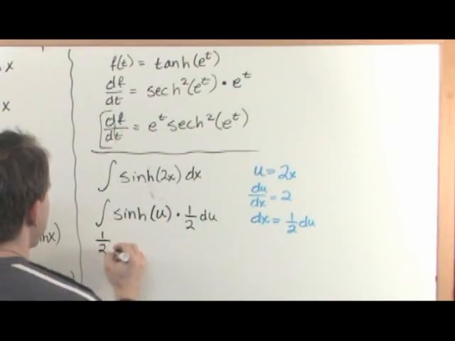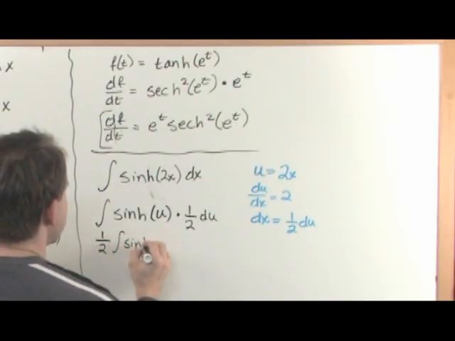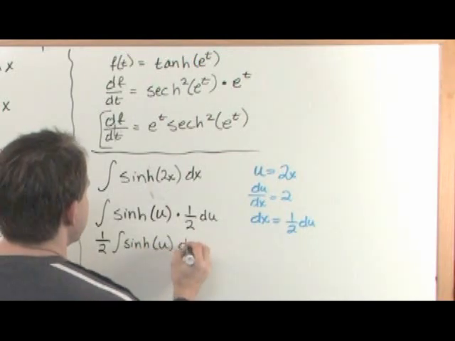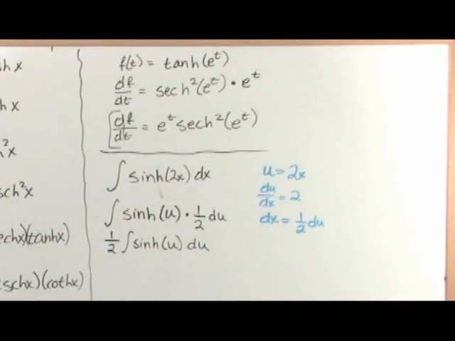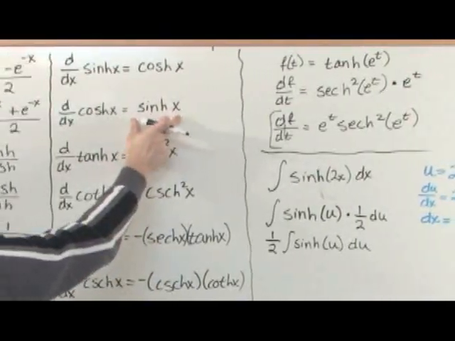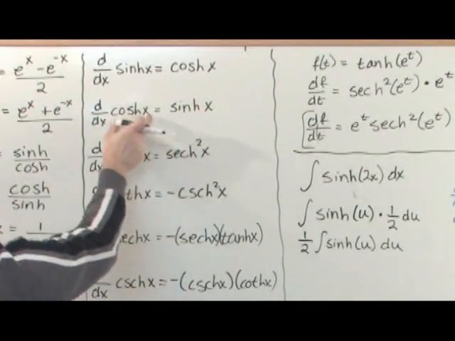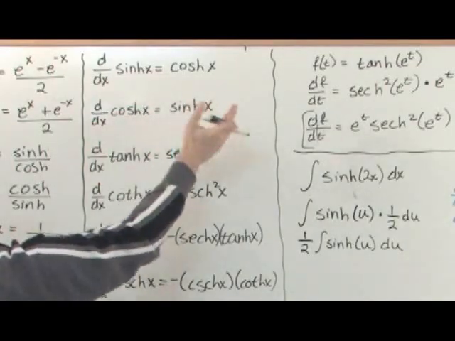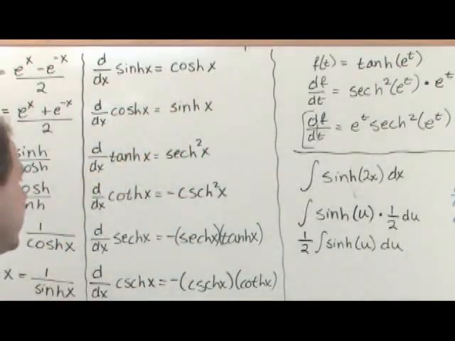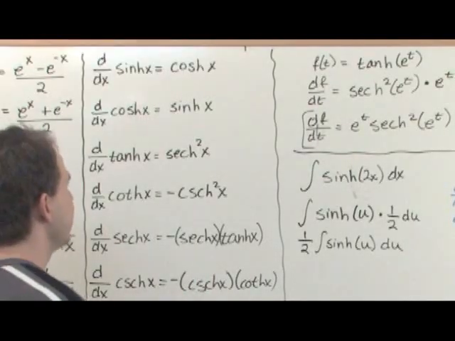So we do 1/2 times the integral of the hyperbolic sine of u du. This is just your simple substitution technique you've been doing from Calculus 1. We're just applying it here because we want to get this integral in terms of an integral in the table. If you look back at the table, the integral of the hyperbolic sine is the hyperbolic cosine, simply because the derivative of this is this, so the integral of this must be this. That's just the way it works, because the integral is the opposite of a derivative.